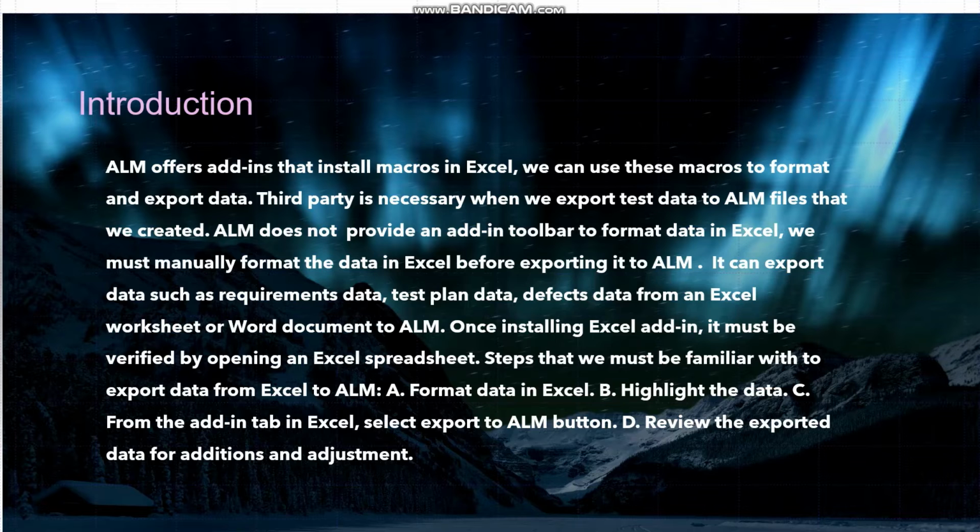Here are the steps that we must be familiar with to export data from Excel to ALM. First, format data in Excel. Second, highlight the data. Third, from the Add-in tab, select the ALM button. And last, review the exported data for additions and adjustments.